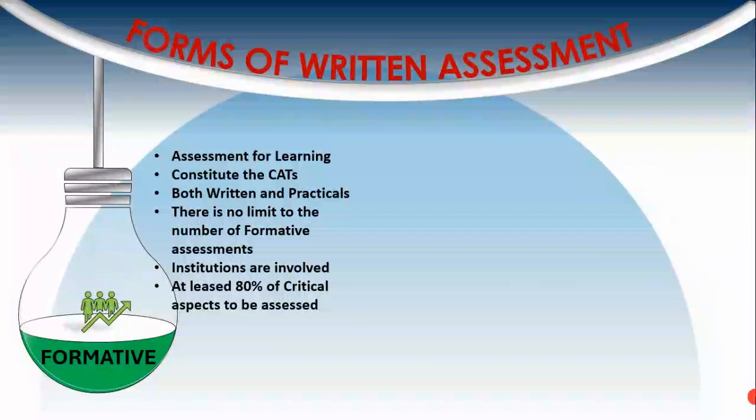And CBET, if you look at the guideline, they talk about you need to at least assess 80% of critical aspects. So 80% of all the critical aspects. And we did talk about critical aspects. I'll refer you to that video on critical aspects and why it is important you focus on those specific critical aspects. At least 80% of them need to be assessed.